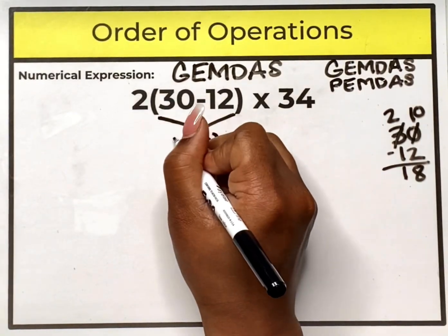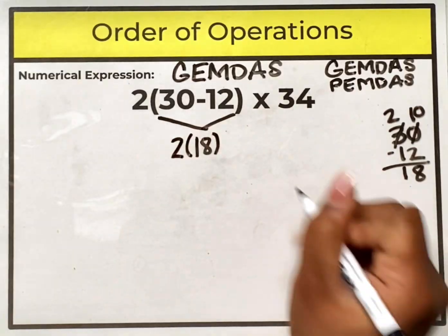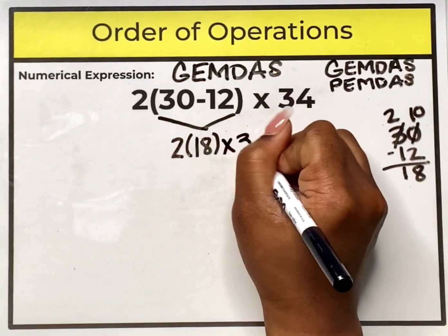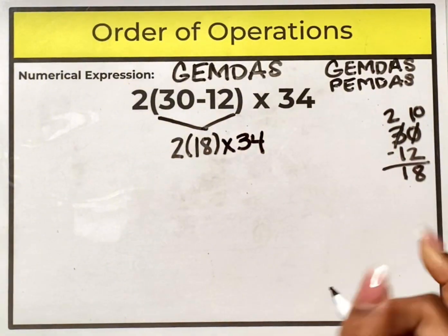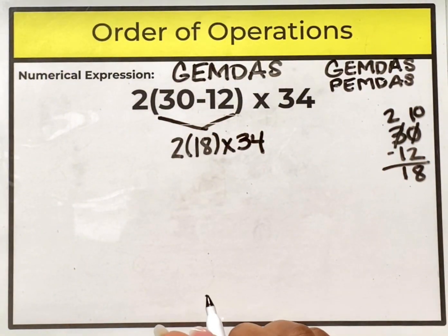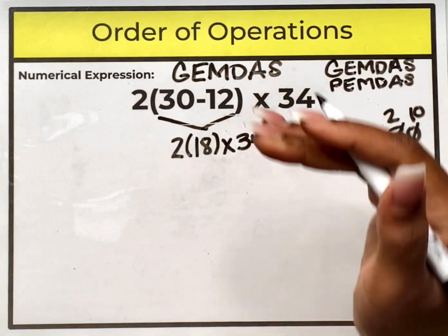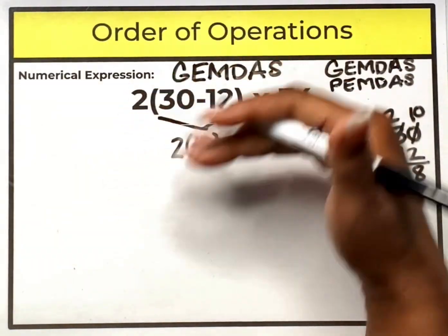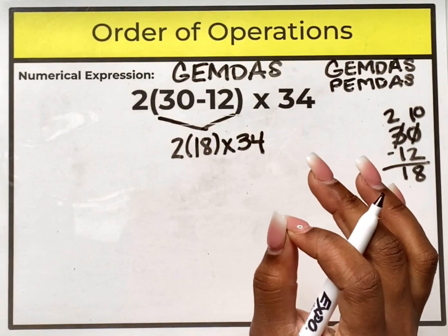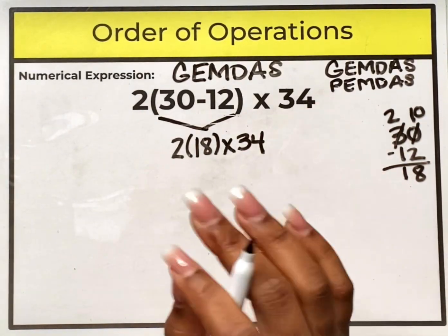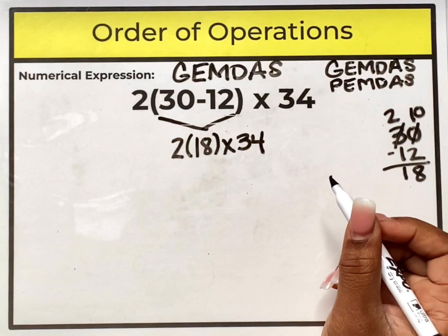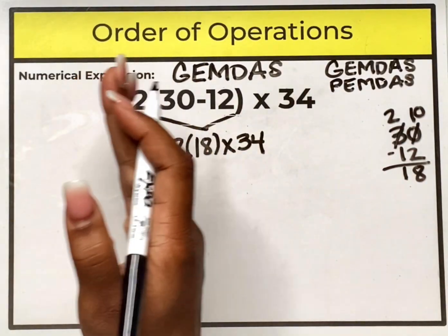We're going to bring down the 2, the multiplication sign, and the 34. Notice I only solved one thing. I like to solve one thing at a time to eliminate simple mistakes, okay? So it's best to solve one operation at a time. Now repeat. Let's work left to right.